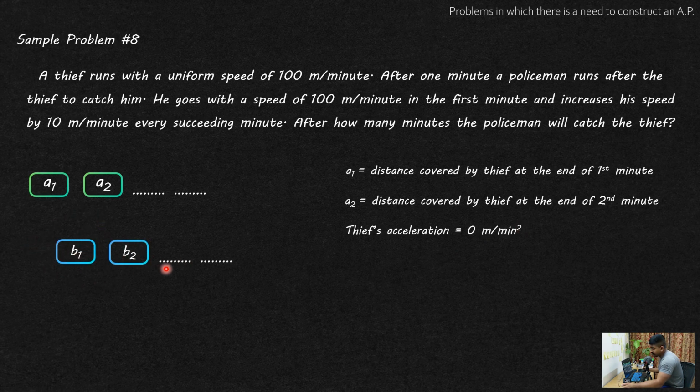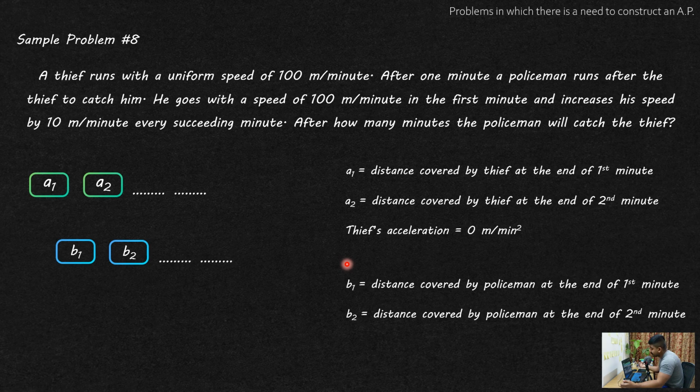Now B1, B2 and so on. Here B1 indicates the distance covered by the policeman at the end of the first minute. B2 indicates the distance covered by the policeman at the end of the second minute. And the policeman's acceleration is equal to 10 meters per minute square.